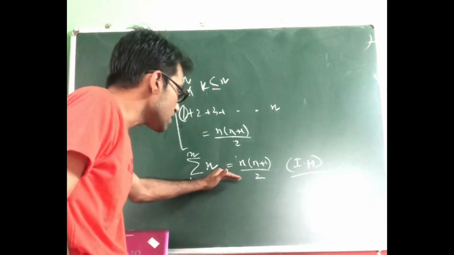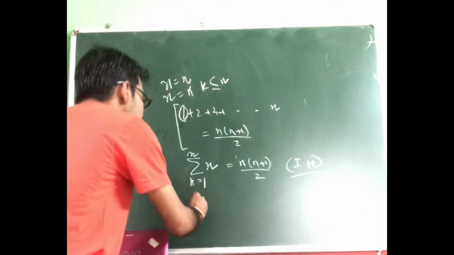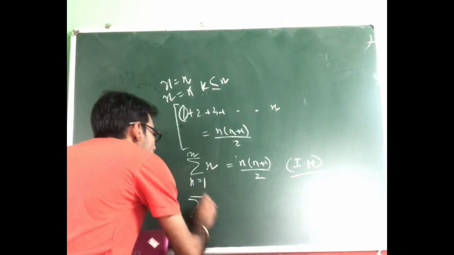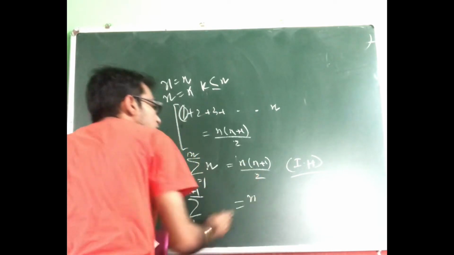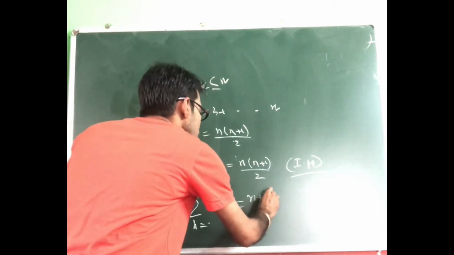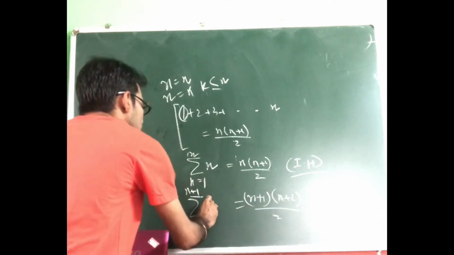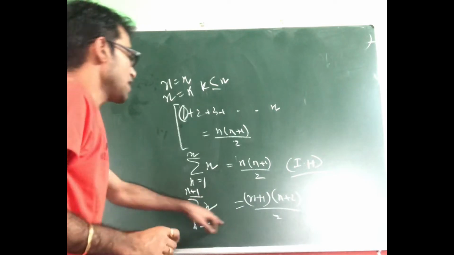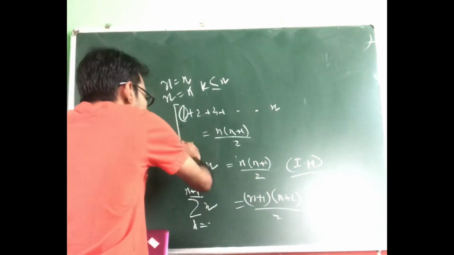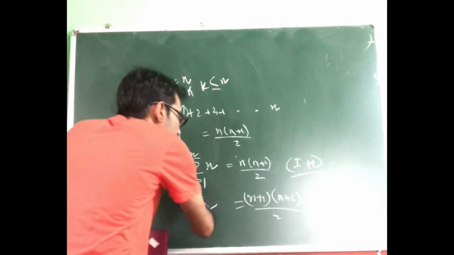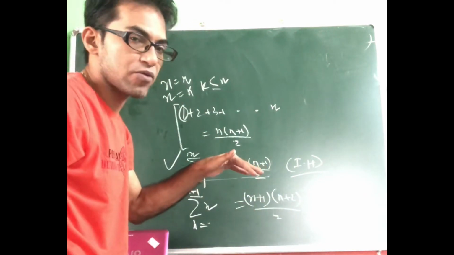Once we state this, next we'll try to use this argument to prove that the statement holds true for n equal to n plus 1. Now I need to replace n with n plus 1, so this becomes n plus 1 and this becomes n plus 2 by 2. Now I need to prove this using this fact. I am assuming this is true, and using the fact that this statement holds true, I am using it to prove this. So how does this turn out to be correct?